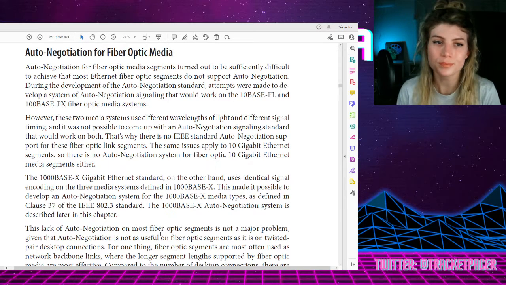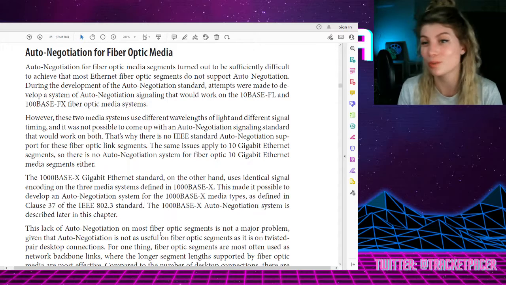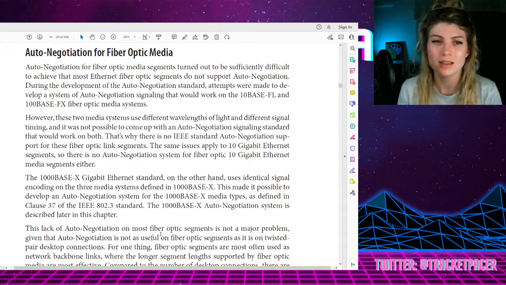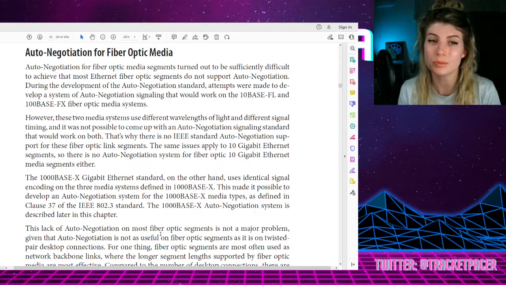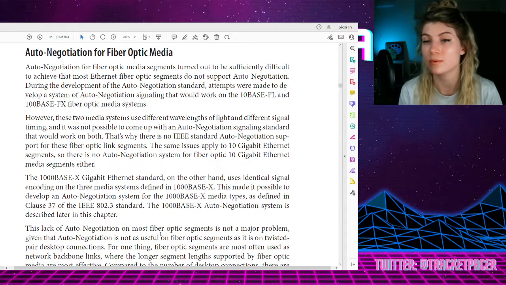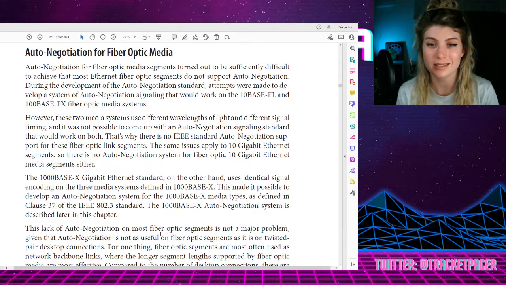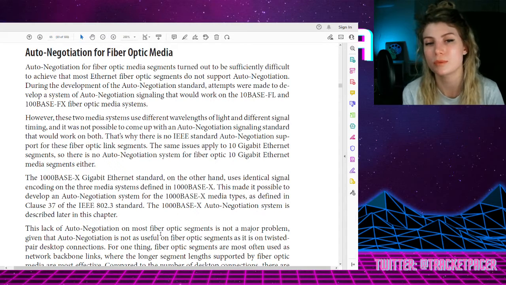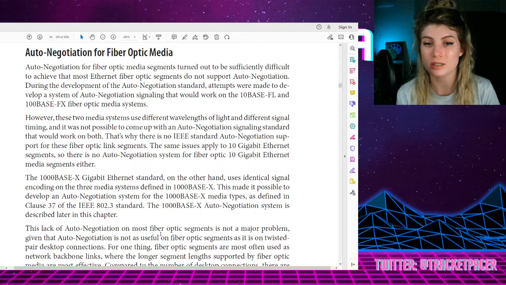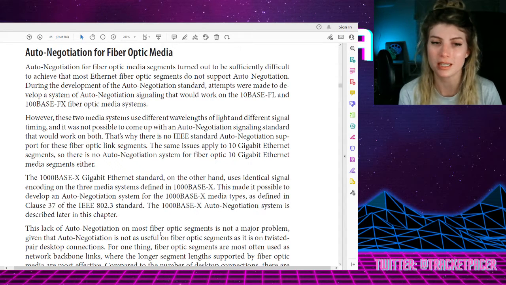Fiber optic. Auto negotiation for fiber optic media segments turned out to be sufficiently difficult to achieve that most Ethernet fiber optic segments don't support auto negotiation. During the development of the auto negotiation standard, attempts were made to develop a system of auto negotiation signaling that would work on the 10BASE-FL and 100BASE-FX fiber optic media systems. However, these two media systems use different wavelengths of light and different signal timing, and it was not possible to come up with an auto negotiation signaling standard that would work on both. That's why there's no IEEE standard auto negotiation support for these fiber optic link segments.